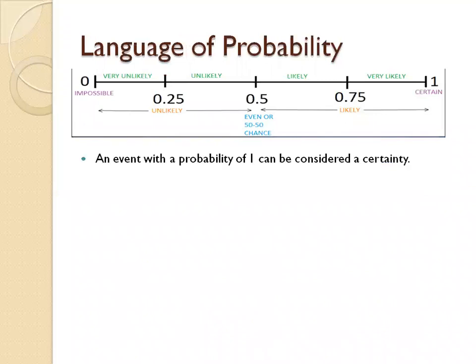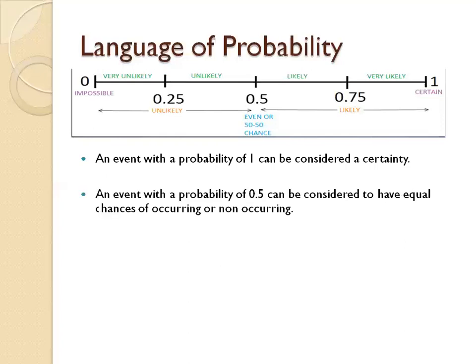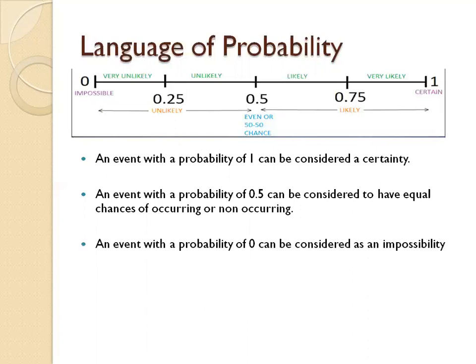An event with a probability 1 can be considered a certainty. That means if an event has a probabilistic value of 1, that event is certainly going to happen. An event with a probability of 0.5 can be considered to have equal chances of occurring or non-occurring. It has a 50-50 chance, equal chance of happening or non-happening. An event with a probability of 0 can be considered an impossibility. That event cannot occur.